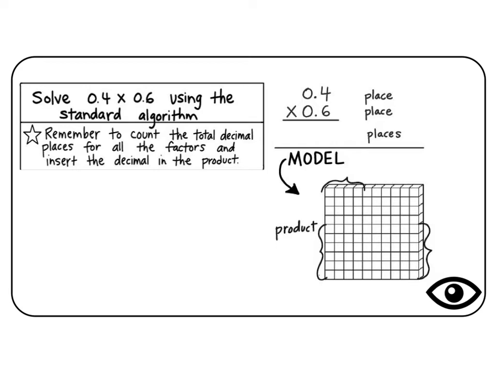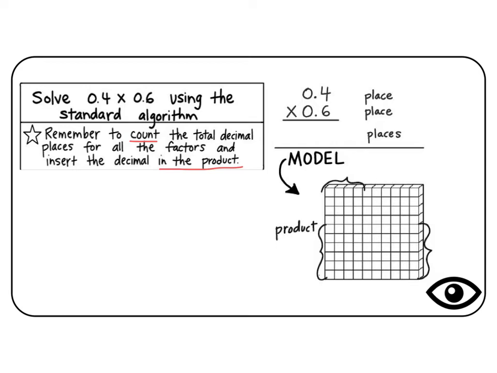All right, friends, in today's lesson, we're going to extend what we learned yesterday, multiplying a decimal by a whole number. Today, we're going to multiply a decimal by a decimal. We're going to solve 0.4 times 0.6 using the standard algorithm. Remember that when we use the standard algorithm, we multiply just like normal, and then we count the total number of decimal places and put those decimal places in the product, which is the answer.